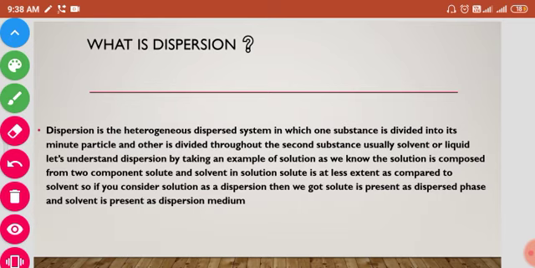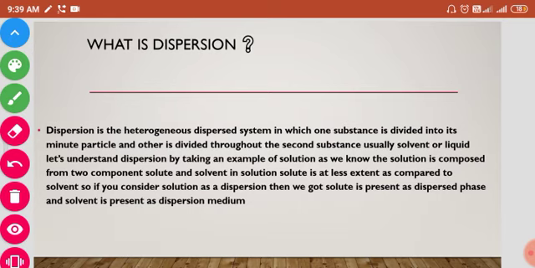As we know, the solution is composed of two components, solute and solvent. So if you consider solution as a dispersion, then in solution the solute is present as the dispersed phase and the solvent is present as the dispersion medium. So we conclude that the solvent or the dispersion medium is always present in abundant form or to a large extent as compared to the dispersed phase.